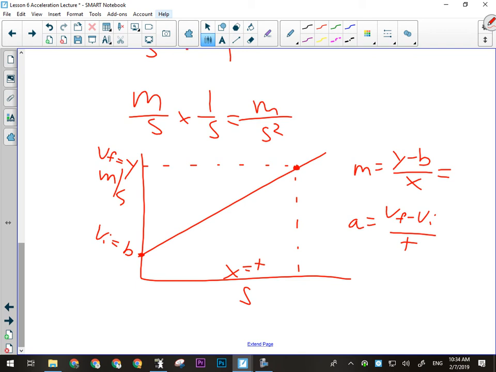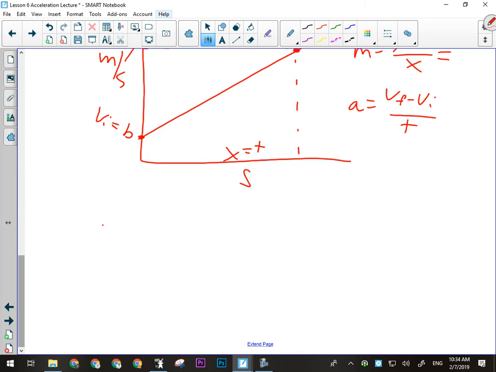Now, manipulations of this formula. If I want to solve for t, what do I do? Basically just cross multiply or swap with a here. Multiply both sides by t. T goes away because t would be on the top. And then divide both sides by a. I'm solving for time. Everybody all right with that? That's the easy one.